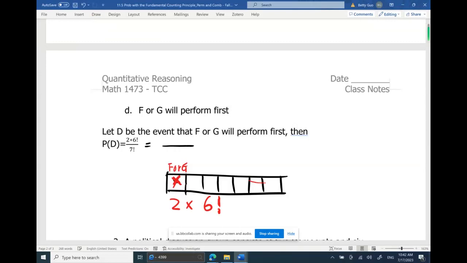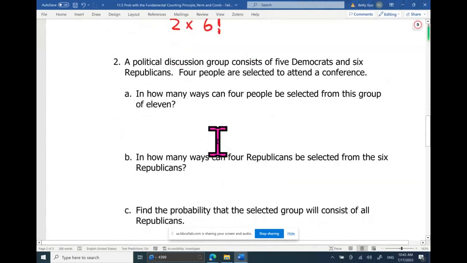Let's compute the value. The denominator 7 factorial can be written as 7 times 6 factorial. The numerator is 2 times 6 factorial. And 6 factorial cancels 6 factorial. We have 2 over 7. And that's the result. Okay, let's go to example 2.